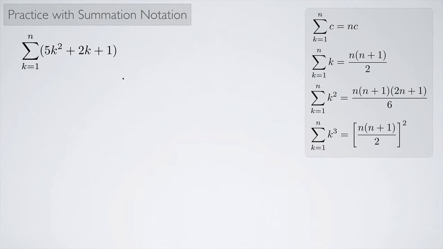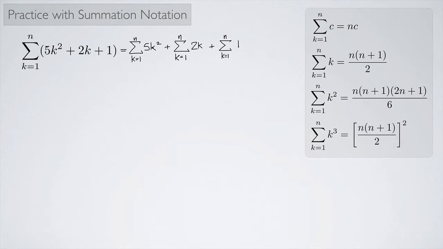So first of all, we know that if we have a bunch of things added together, what I could do is rewrite this using three different sums. So I can rewrite this as k equals 1 up to n of 5k squared. And then I can rewrite it as another sum here, the sum from k equals 1 up to n of 2k. And then lastly, I have a 1 here. So this is the sum from k equals 1 up to n of just plain old 1. Okay. So that was using one of the properties of sums.